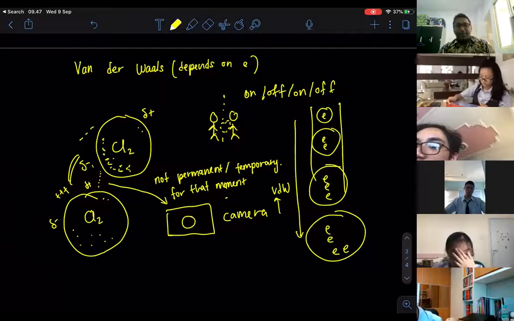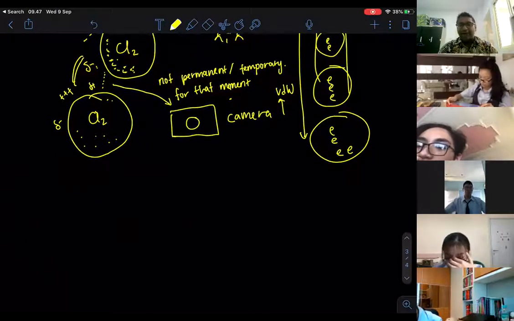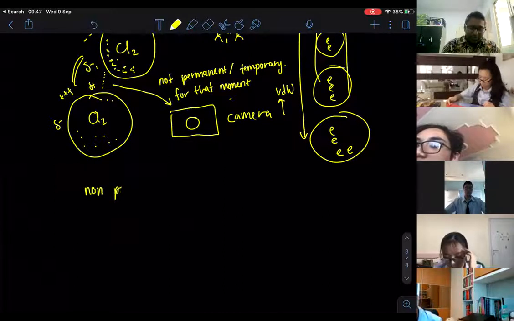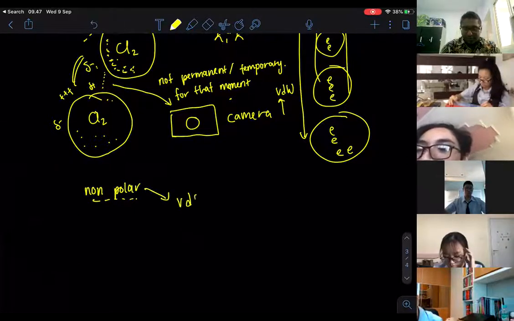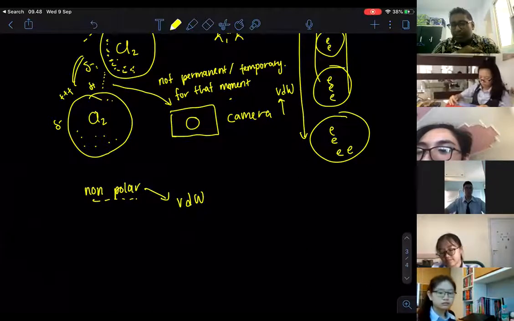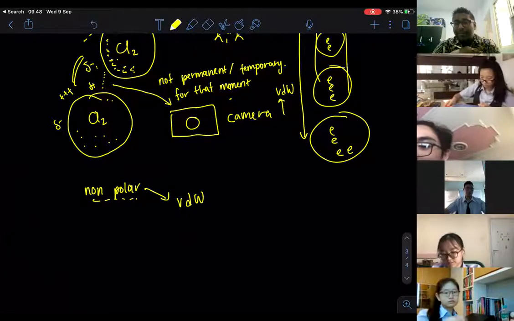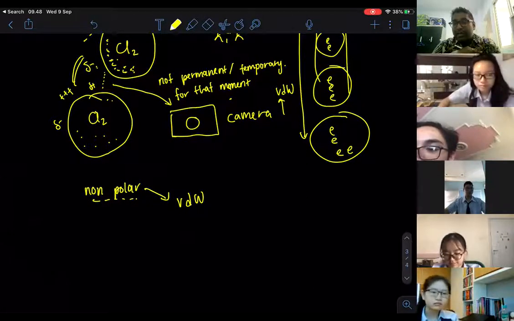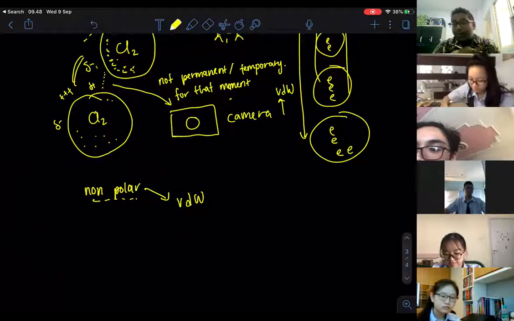Do remember, van der Waals forces apply to all kinds of molecules, but when it comes to non-polar molecules, the only intermolecular force that exists is van der Waals forces. Therefore, non-polar molecules generally have a lower boiling point compared to polar molecules. Why? Polar molecules have permanent dipole-dipole, or better still, hydrogen bonding, so their boiling point will generally be higher than that of non-polar molecules.